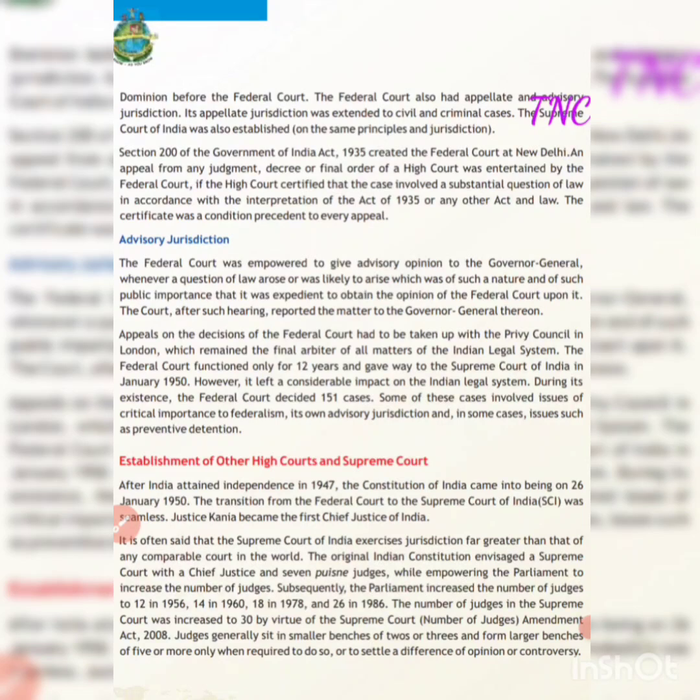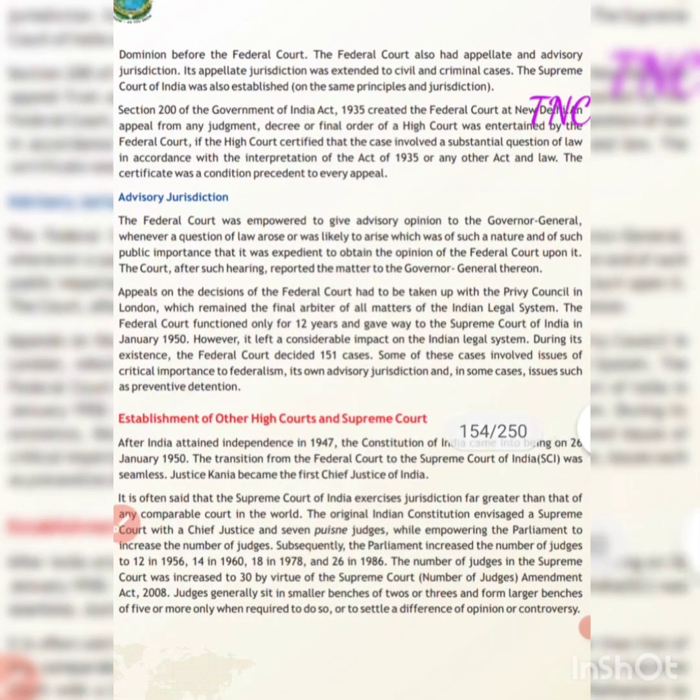Then advisory jurisdiction: the federal court was empowered to give an advisory opinion to the Governor General whenever a question of law arose or was likely to arise which was of such a nature and of such public importance that it was expedient to obtain the opinion of the federal court upon it. Now see, the Governor General need not be an expert in the legal field or a person who knows everything about laws or legislations and how to deal with the situation. See, nobody is perfect, right? We know that.